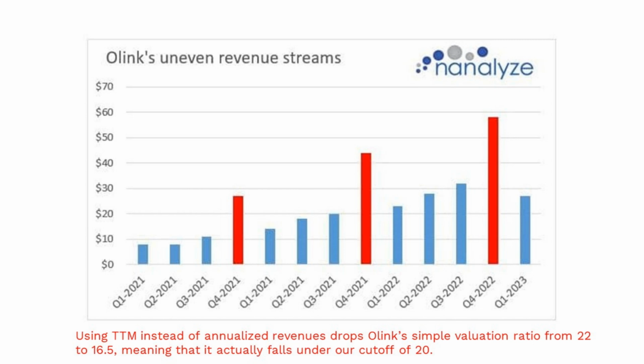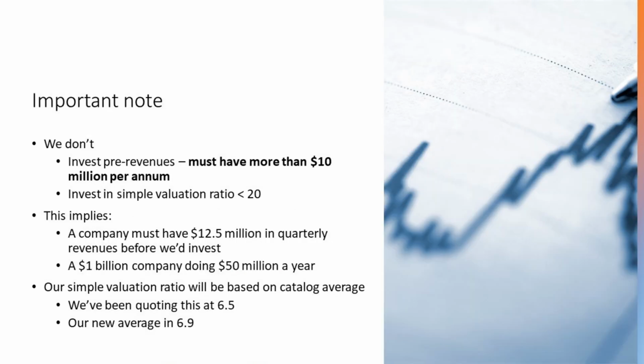We have a rule here at Annualized that says we don't invest in stocks where the simple valuation ratio is greater than 20. And we're going to talk a little bit about how we're going to make that rule more objective. Now, some important things to note here. Other rules we have: investing pre-revenues. We don't ever do that. We don't recommend anybody should do that.